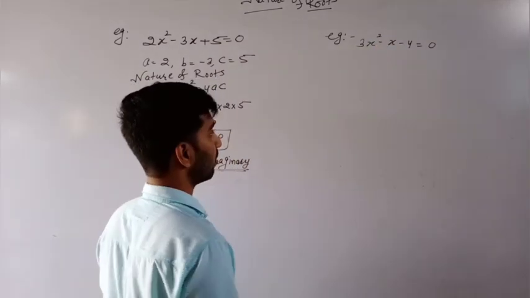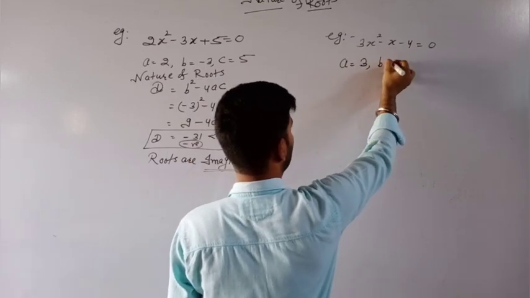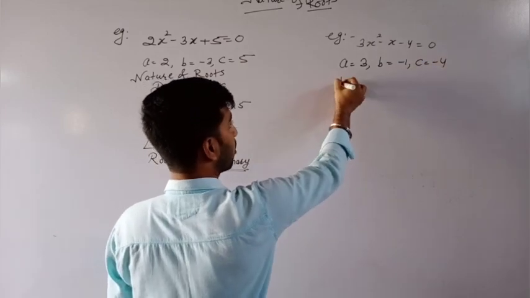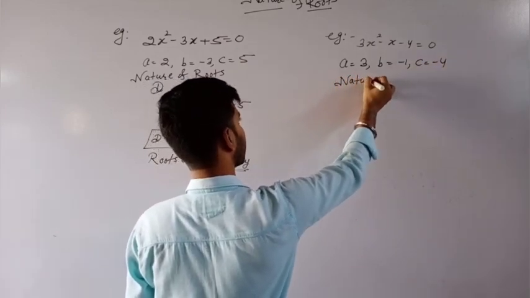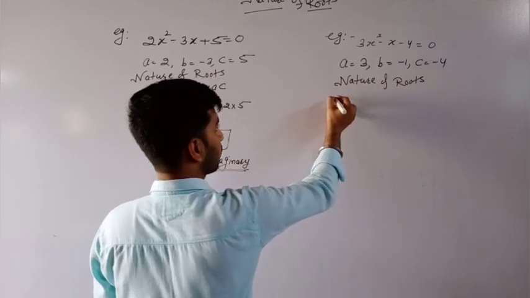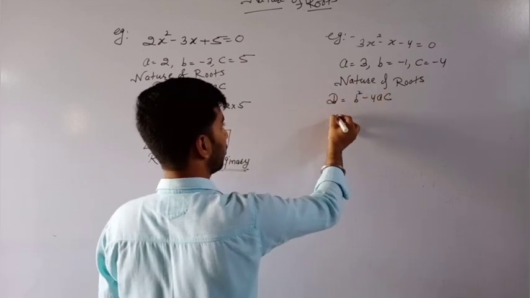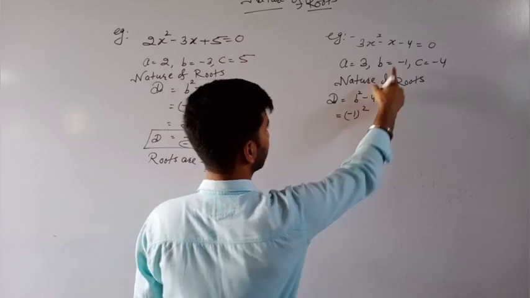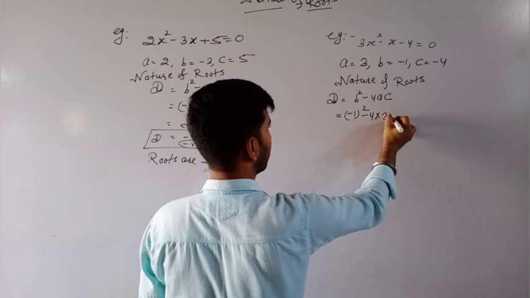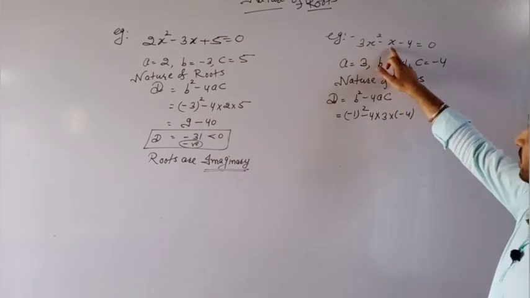It is also a quadratic equation. Here a, the coefficient of x square, is 3, b, the coefficient of x, is minus 1, and c, the constant term, is minus 4. If we want to find the nature of roots, first of all we have to find the value of d, which is b square minus 4ac. The value of b is minus 1 square, minus 4 multiplied by a, which is 3, multiplied by c, which is minus 4.